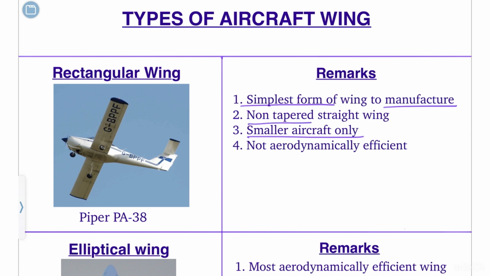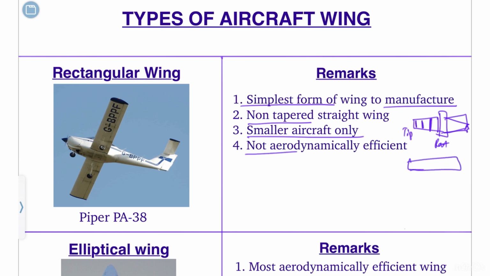Tapered means, if there's an aircraft, I've made a top view, these are the tapered wing. Tapered as in the chord is changing from the root to the tip, which I'll be discussing further. But here in the rectangular wing, the wings are straight.